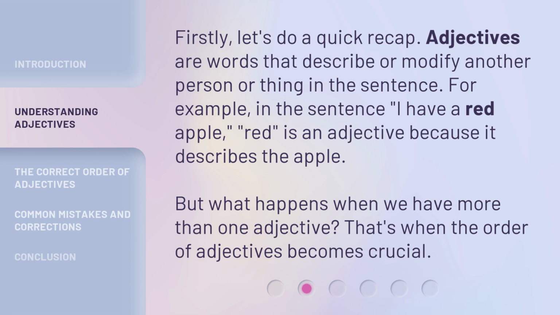Firstly, let's do a quick recap. Adjectives are words that describe or modify another person or thing in the sentence. For example, in the sentence, I have a red apple. Red is an adjective because it describes the apple. But what happens when we have more than one adjective? That's when the order of adjectives becomes crucial.